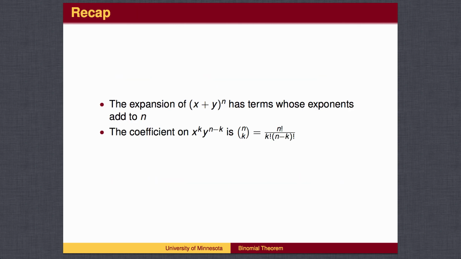To recap, the expansion of x plus y to the n has terms whose exponents add to n. It begins with x to the n. The powers on x are reduced by 1 in each step, and the powers on y increase by 1 until reaching y to the n. The coefficients can be calculated from the factorial formula or read directly from Pascal's triangle.